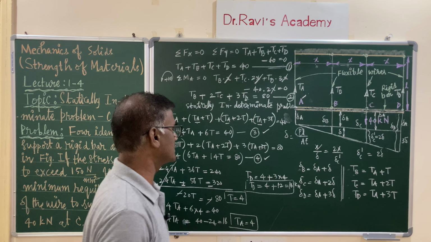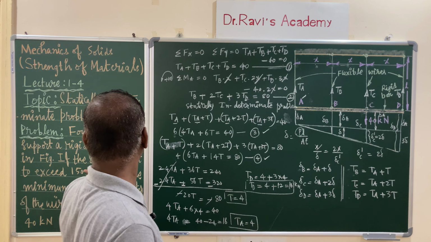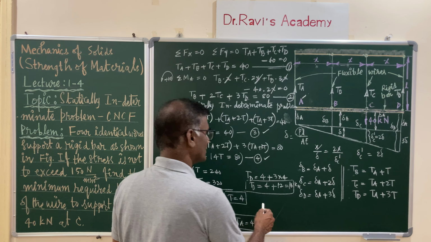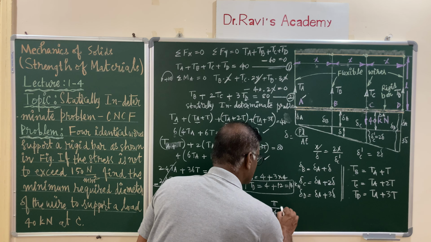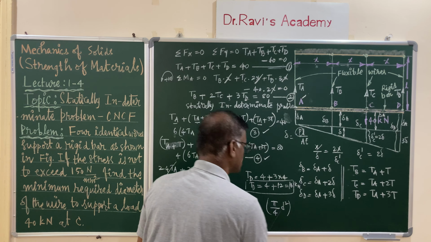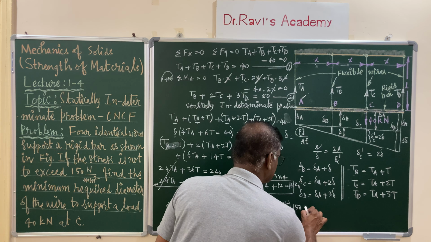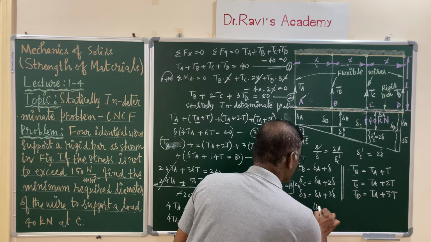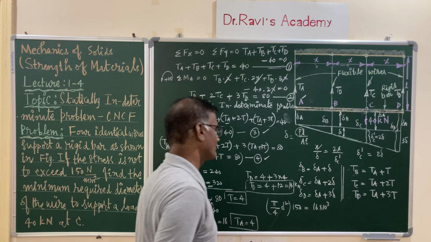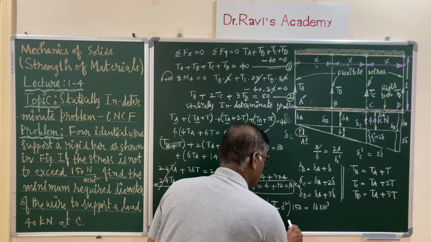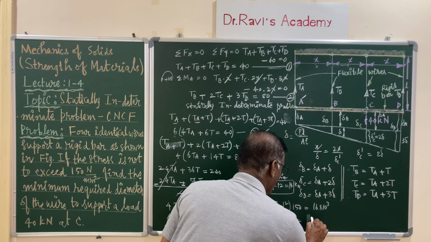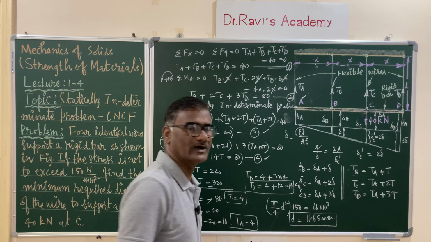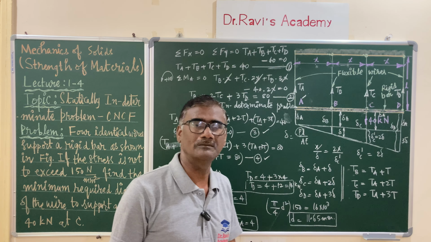So your maximum load is 16 kilonewtons, and the maximum permissible stress is given as 150. In order to calculate the diameter, pi by 4 d squared, the cross-section area of the wire, into stress 150, is equal to the load, which is 16 into 10 to the power 3 newtons. If you solve this simple equation, you are going to get 11.65 mm. The diameter of the wire is 11.65 mm. I hope you understood this problem. Thank you very much.